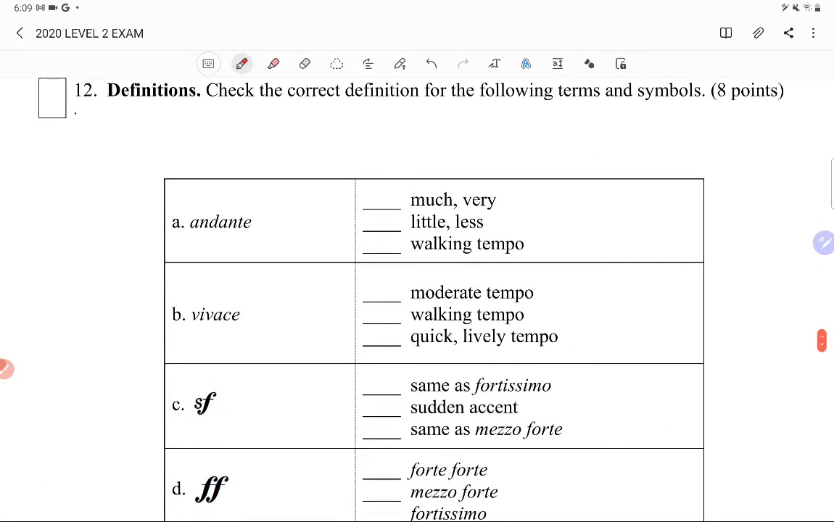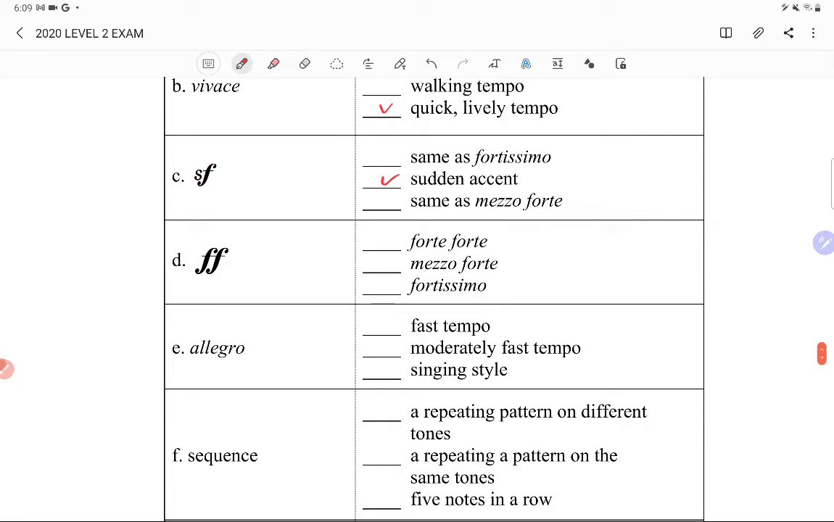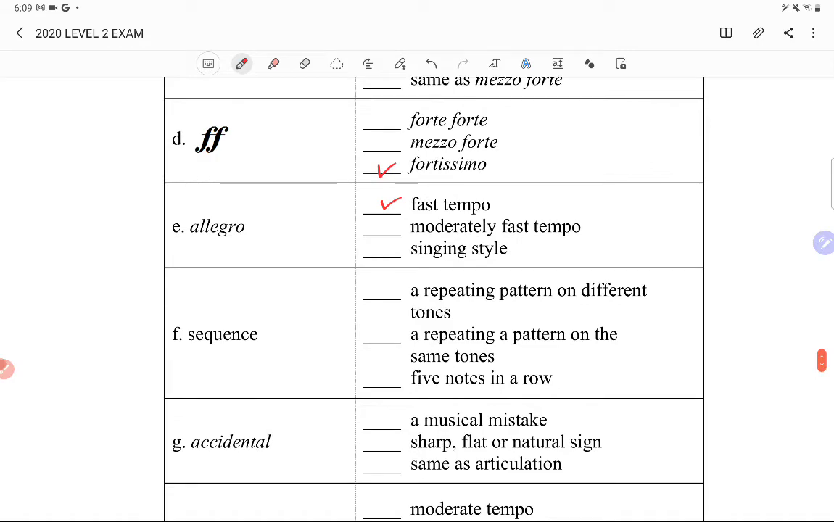Let's move on. Oh, definitions, that's fun. By this time, you probably know most of them, but I'm going to remind you if you don't. The first one is called andante, and it's a walking tempo. The next one is vivace, not vivace, because it's not an English word, it's an Italian word, vivace, and it's a quick, lively tempo. The next one is called sforzando, it's a sudden accent. Fortissimo is not forte forte, it's fortissimo. Very big forte, okay? Allegro is a fast tempo because it basically means happy in Italian.